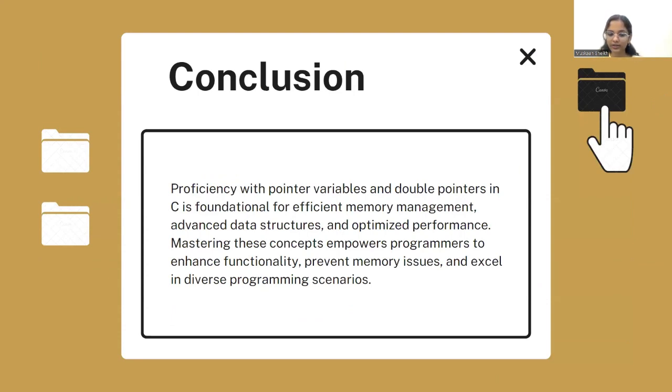So in conclusion, proficiency with pointer variables and double pointers in C is foundational for efficient memory management, advanced data structures, and optimized performance. Mastering these concepts empowers programmers to enhance functionality, prevent memory issues, and excel in diverse programming scenarios.